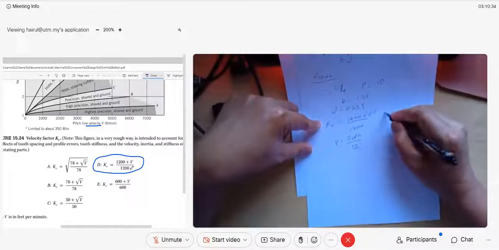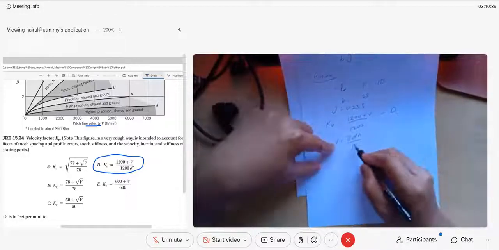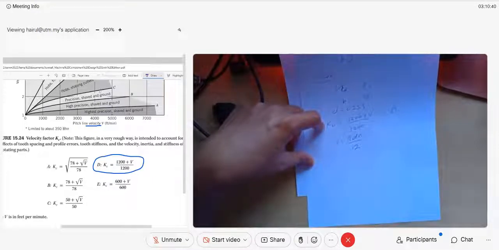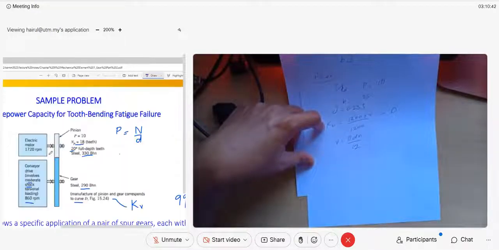Because here we use curve D. So calculate your V. What is the diameter of the pinion? First we need to calculate it. The diameter of the pinion is not given, but we can calculate it.